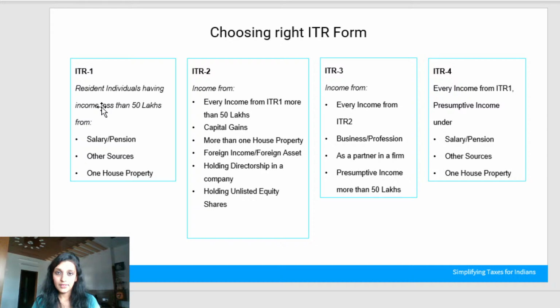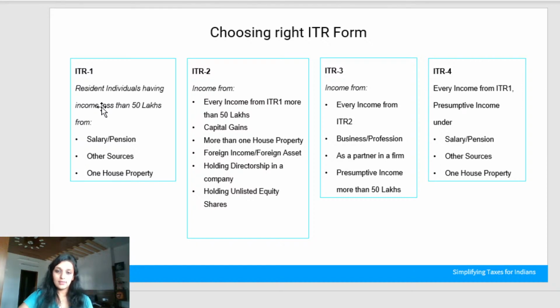Or if you have income from capital gains, or more than one house property, foreign income or foreign assets, or you are holding directorship in a company, then ITR 2 will be applicable to you. If you have any income from business and profession, or you are a partner in a firm, or your presumptive income is more than 50 lakh rupees, then ITR 3 applies to you. For any income from ITR 1, along with any presumptive income under salary head, other sources, or one house property, ITR 4 is applicable to you.